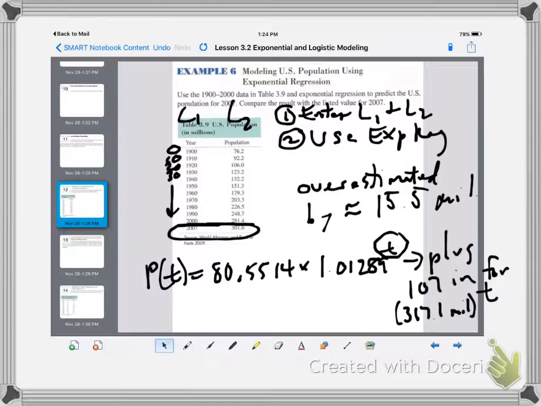Exponential regression, same situation. Enter your L1 and L2, use EXP reg, get your function, and then plug in 107 because in 2007 it had been 107 years since 1900, and then take your result and compare it to the listed result. So that's that. We're not going to do anything else.